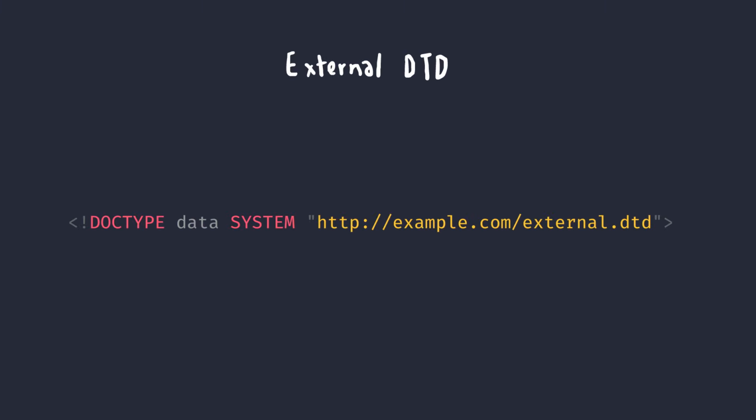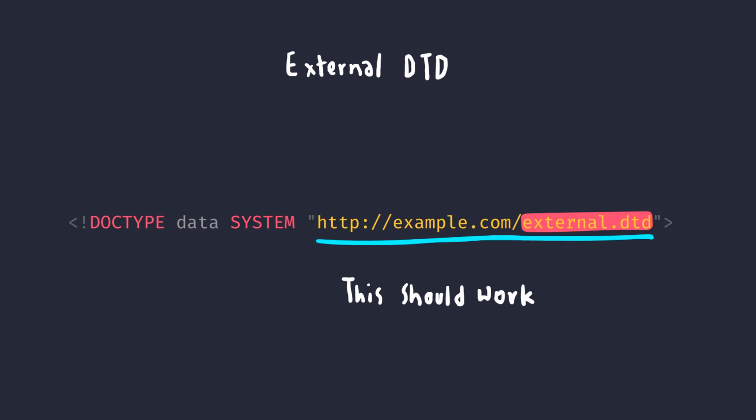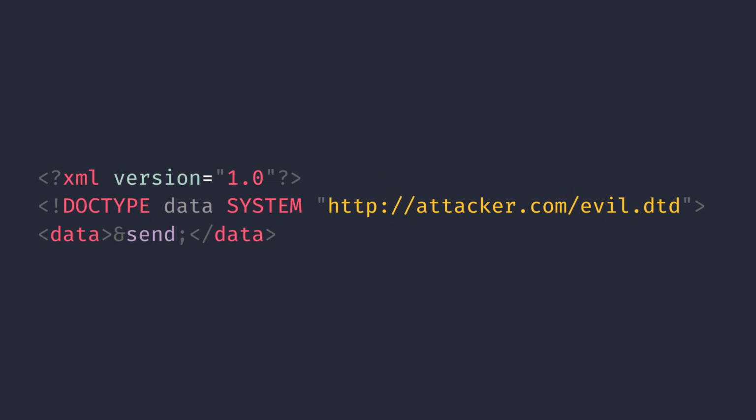Now let's try to include a simple DTD file into our XML. As you can see, there are no entities defined within the doctype itself, but we're trying to include an external DTD which has all the entities we need inside of it. So now when you try to include it from an external resource, it works exactly like we saw earlier, but it also allows you to use parameter entities more flexibly. Let me explain. Consider this payload.